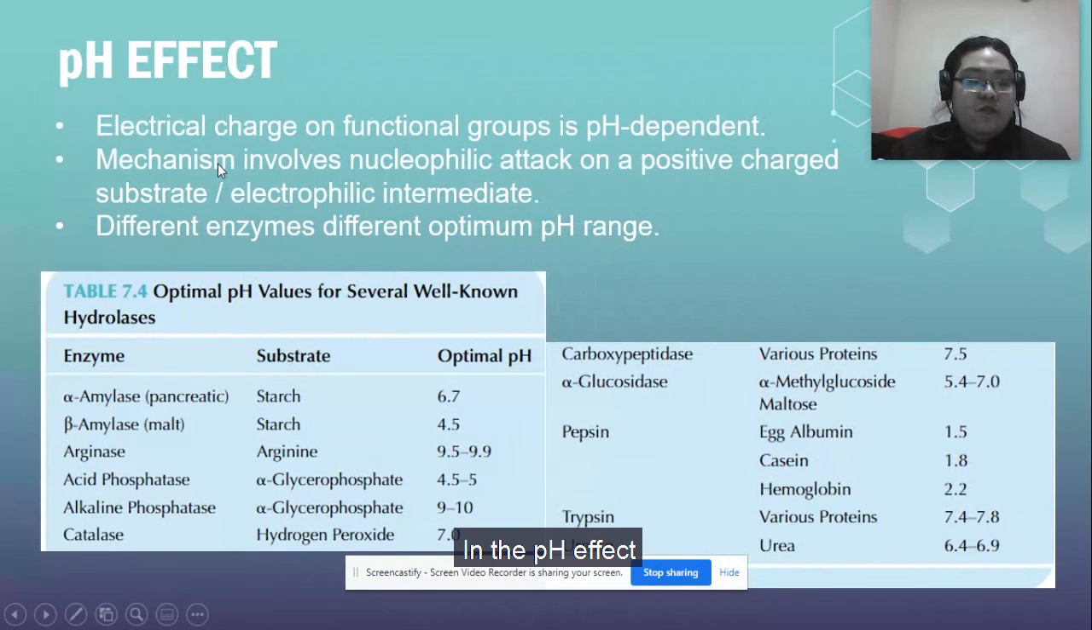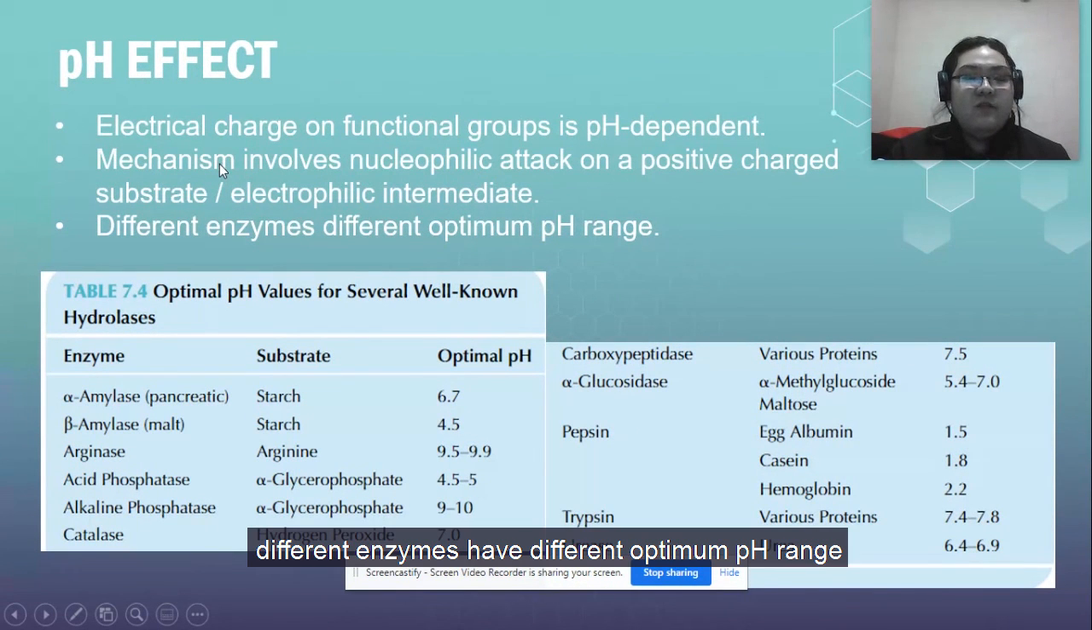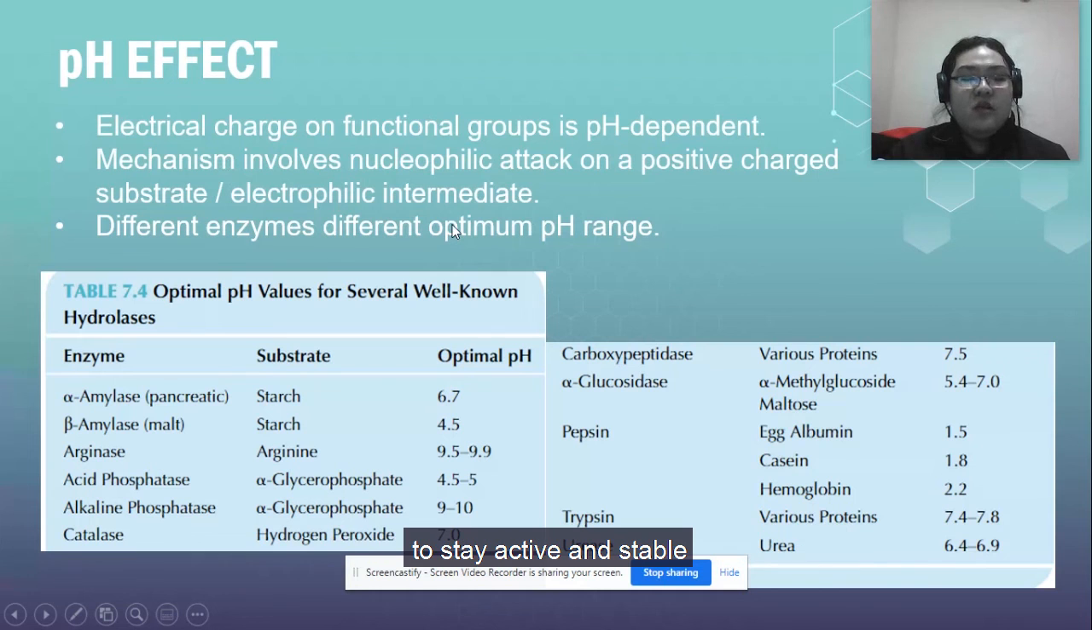In the pH effect, different enzymes have different optimum pH range to stay active and stable, because pH can affect the ionization state of acidic or basic site of enzyme. There are some examples in the table that we can refer to.